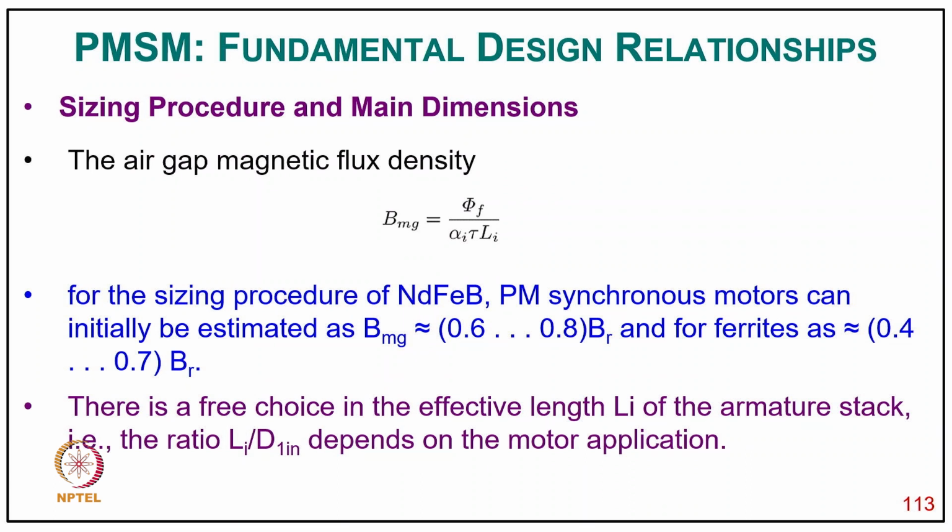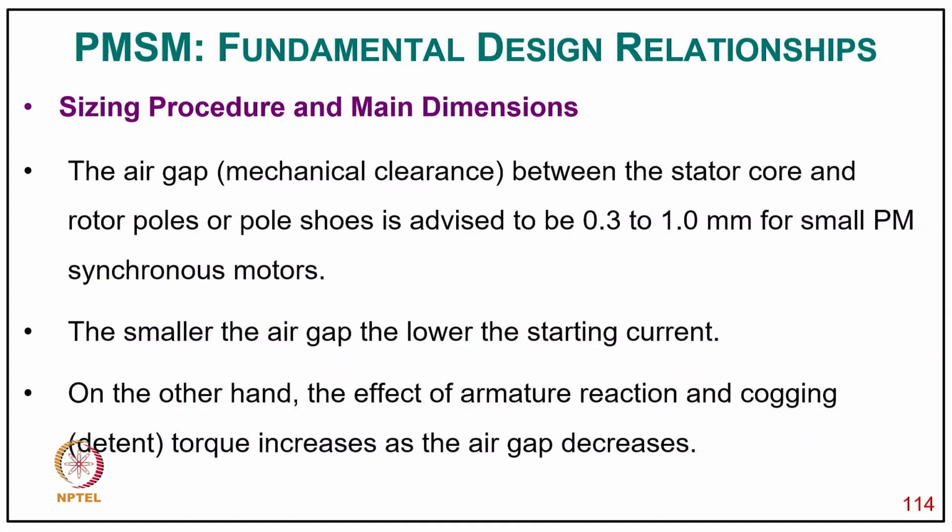So the air gap magnetic flux density BMG equal to phi upon alpha tau into Li. For the sizing procedure of an NdFeB PM synchronous motor, it can be initially estimated as BMG equal to 0.6 to 0.8 Br. For ferrite, it is 0.4 to 0.7 Br. There is a free choice in the effective length Li of the armature stack, that is, the ratio Li divided by D1in depends on the motor application.